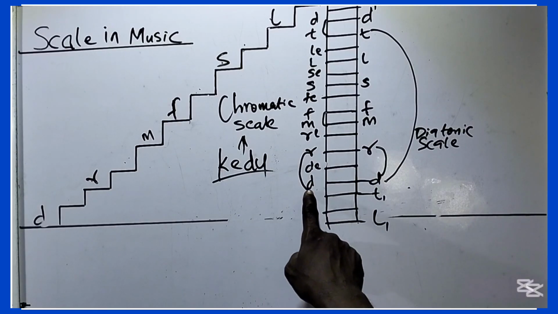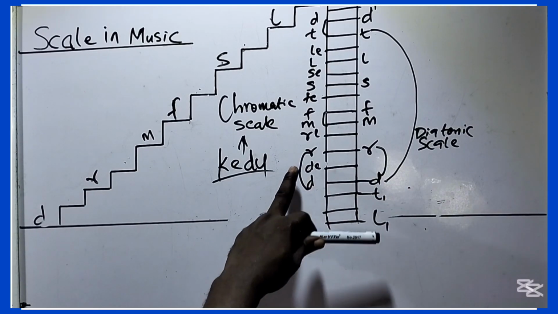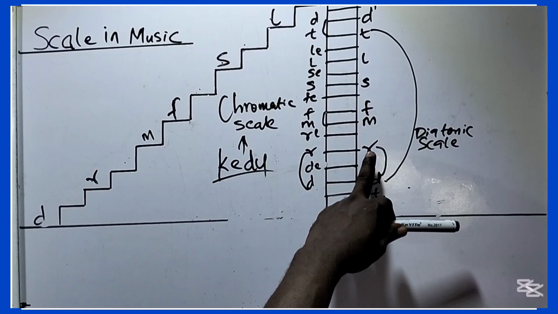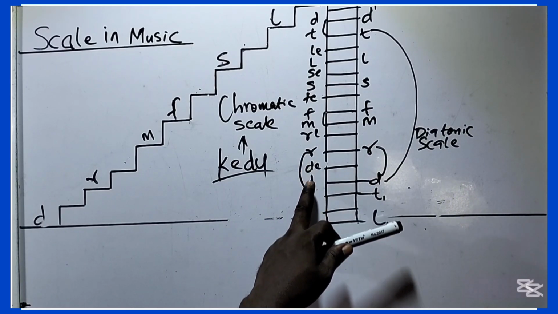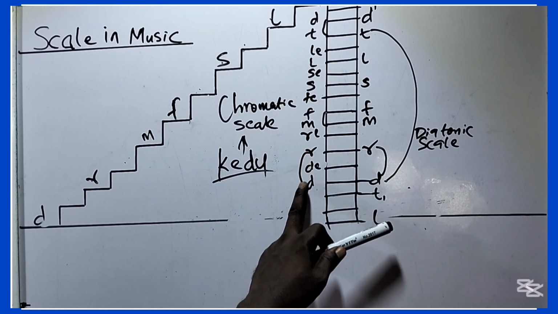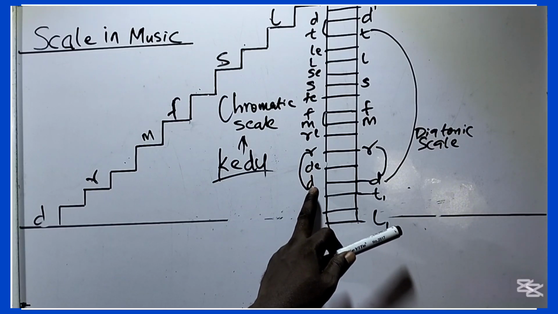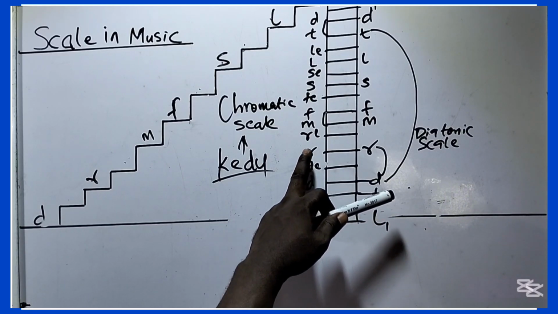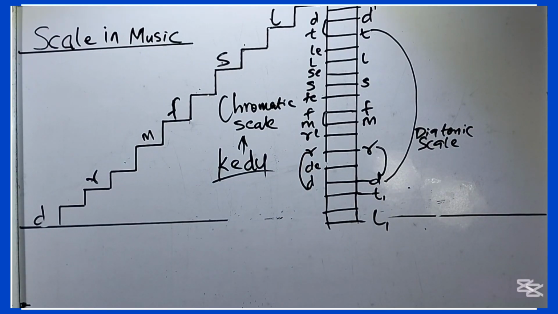This one is de, do, kedu, do, re, kedu. And this one do, re, kedu. You see this one do, re, kedu. So there is much gap in this. You need to learn it by listening to people singing it.